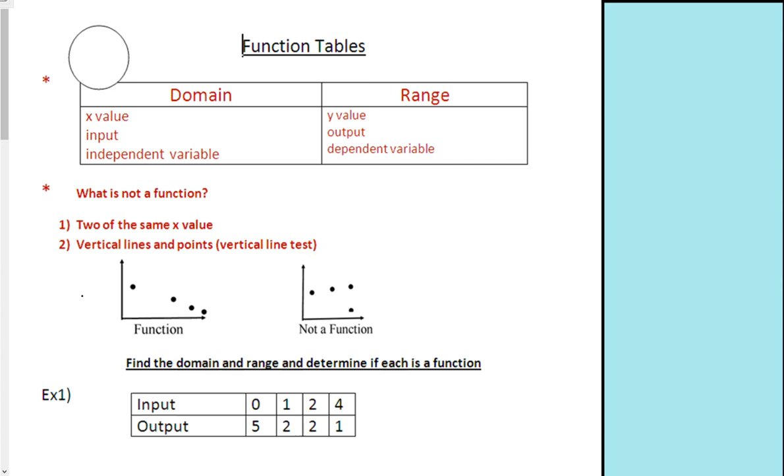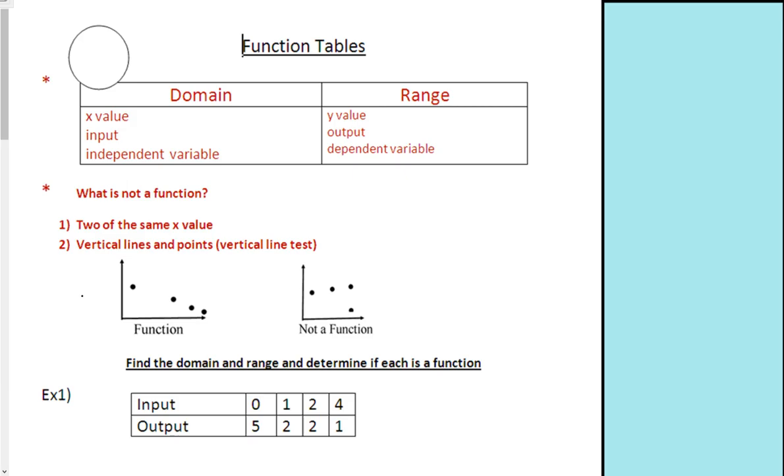Okay, today I'm going to be teaching you about functions, function tables, and all the things dealing with them. It is probably one of the most key concepts of Algebra 1: what is a function and what is not a function. Now, over the years, I've seen a lot of ways to explain functions, but I think over the last couple of years, I've really nailed down the best way to understand what a function is.